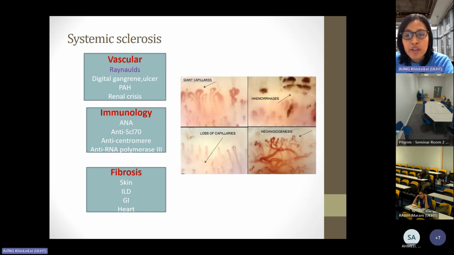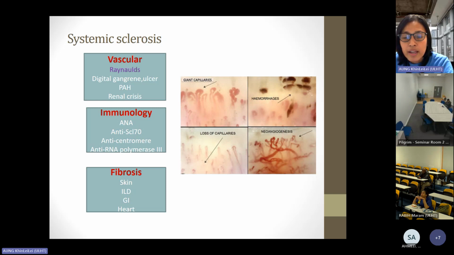I'm showing the picture of the nasal capillaroscopy. Because the patient has vasculopathy, there is one place in our body where we can check the capillary. It is called nailfold capillary. It is actually looking at the patient's nailfold under the microscope. So these are the changes seen in a patient with systemic sclerosis.